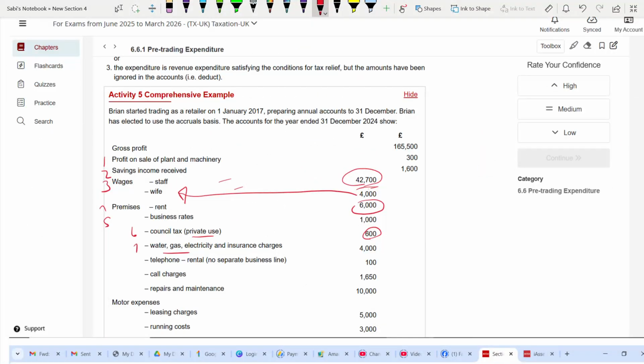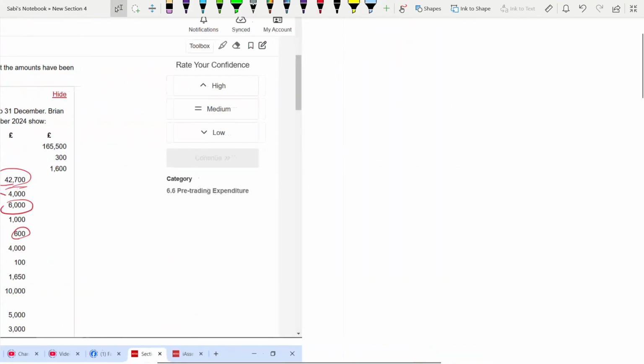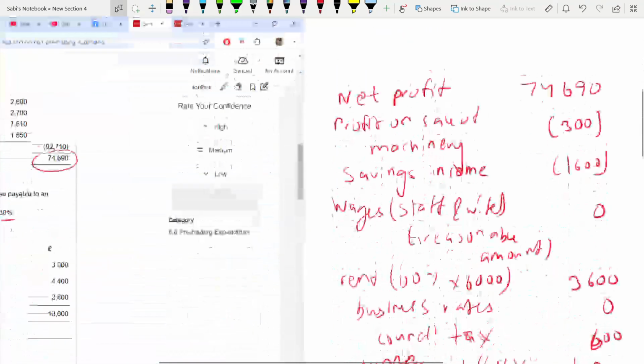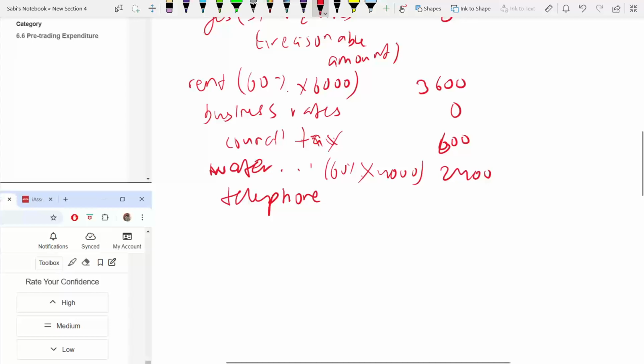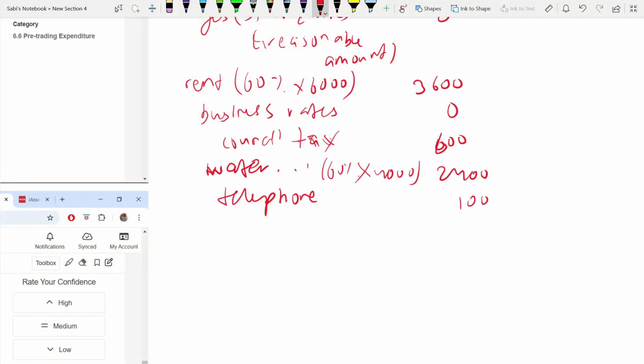So it is 7. Now 8 is your telephone. There is rental, no separate business line. So that 100, fully it will not be allowable. Rental are always fully private. Telephone, 100, the full amount is not allowable. So disallowed, you add back.